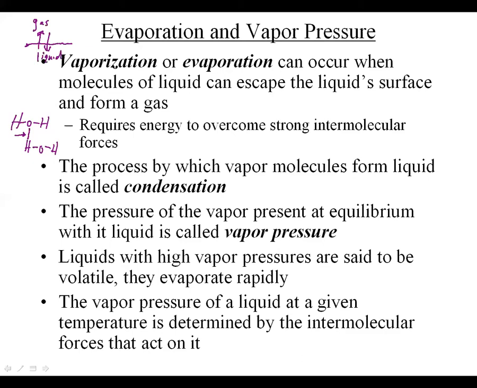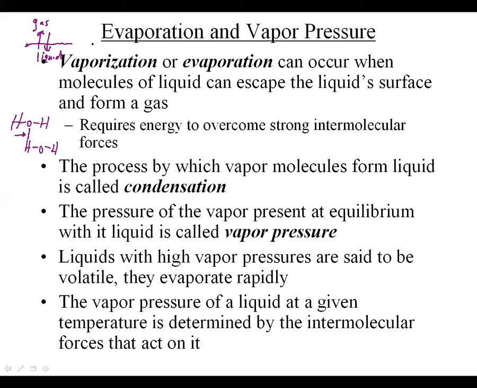So at the surface of a liquid, this always occurs. And in a situation, there is a buildup of pressure that occurs with a gas above the liquid portion. And that really is what is known as the vapor pressure. The vapor pressure is the pressure associated with that vapor at equilibrium with its liquid. So liquids that have high vapor pressures are said to be volatile. They can evaporate really rapidly.